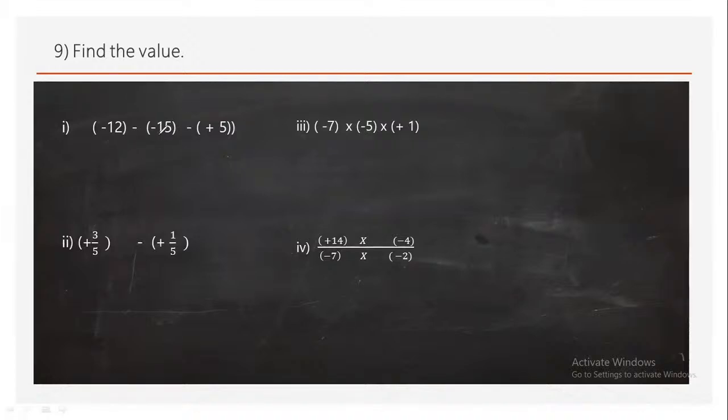Here minus 12 minus 15 plus 5. It means minus 12 and minus 15. It means minus 12 plus 15, minus, here we can write plus 5. Minus 12 plus 15, that is plus 3.